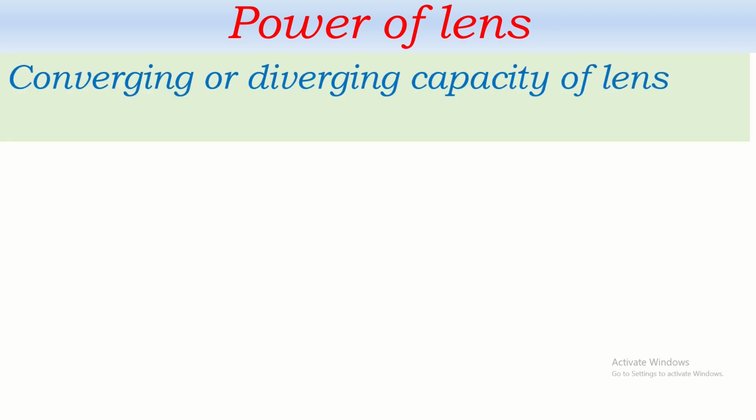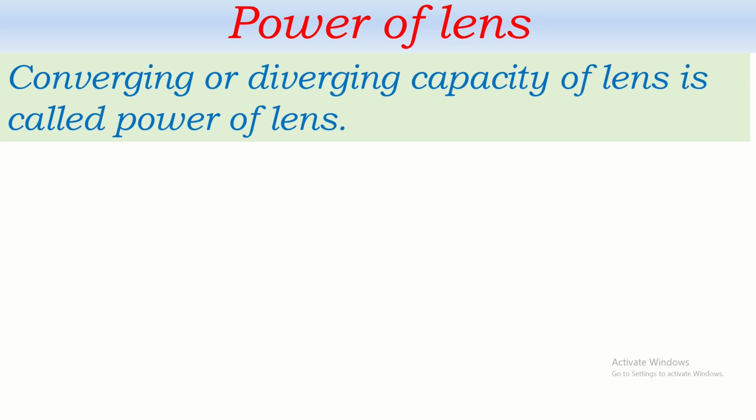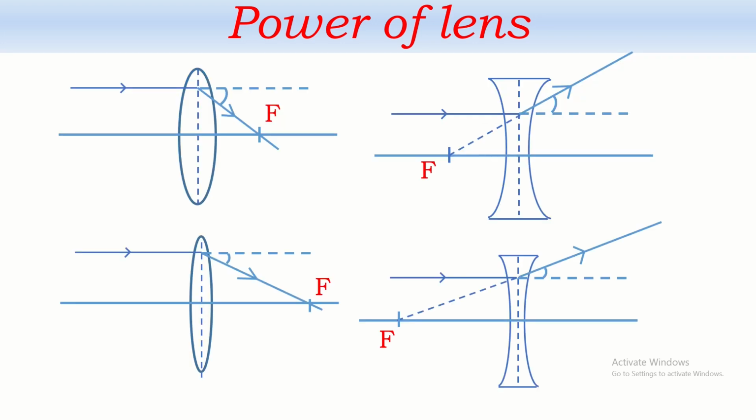Power of lens can be defined this way: converging or diverging capacity of a lens is called power of lens. Okay, let's go back to the same diagram. Now, what is seen in the first convex lens? Look at this first convex lens. The focal length is less, and in the second the focal length is more. If a lens has more converging capacity or more power, then its focal length is less, and if a lens has less power, then its focal length is more.